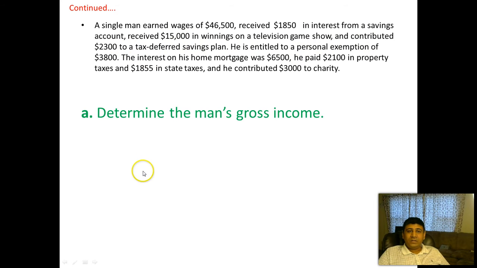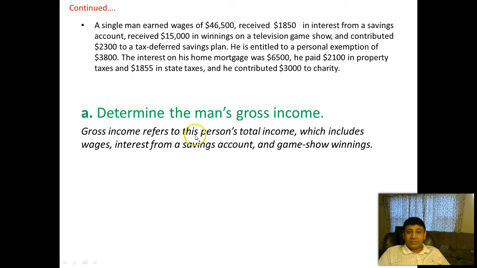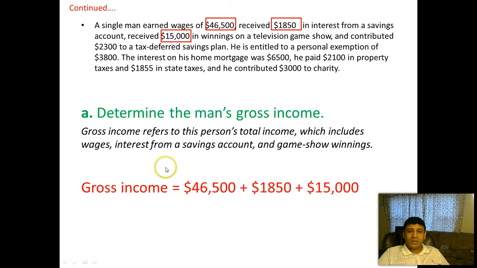Our first goal is to find the gross income. The gross income refers to this person's total income, which includes wages, interest, winnings, lottery, whatever, from every source. Whatever he made will go into this part. So this is his income: 46,500 is salary, 1,850 is his interest from the savings account, and 15,000 from the lottery. Add them all up and you will get your gross income.